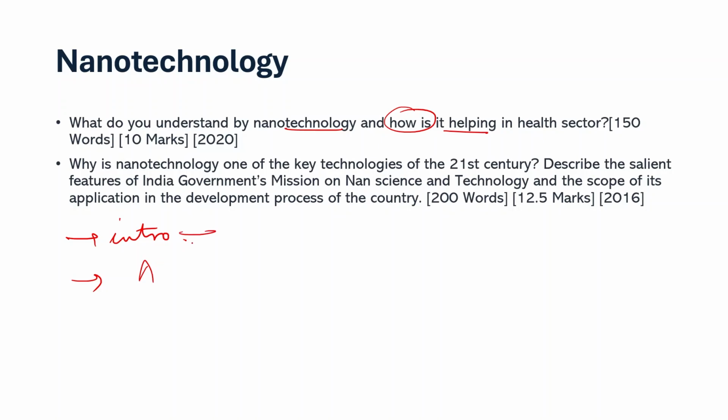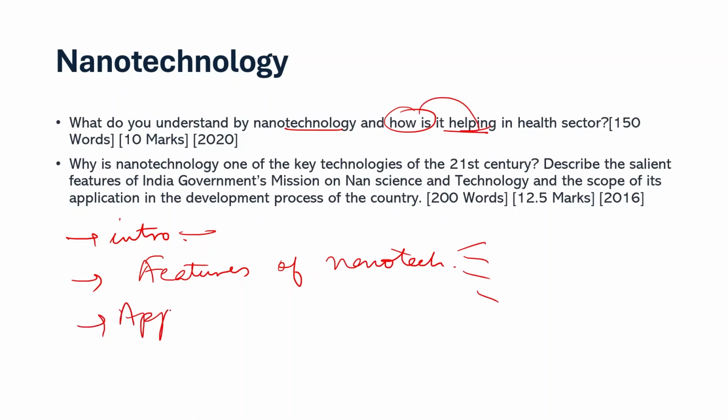If you're not satisfied with your introduction, you can further expand on your definition in the next subheading, which is like features of nanotech or principles of nanotech. Like you can give any such heading, and you can write 3-4 short points. But the main part is how is it helping in the health sector.